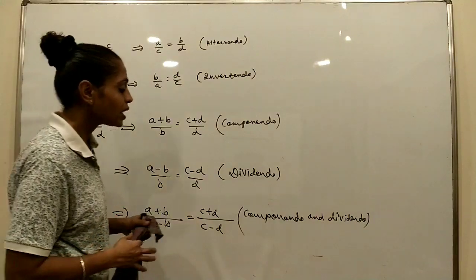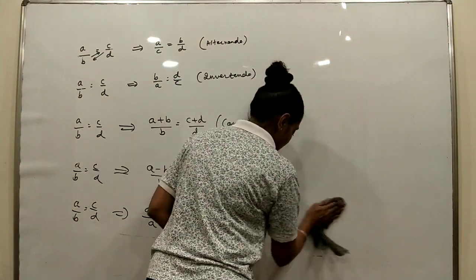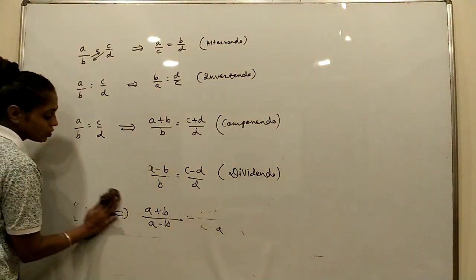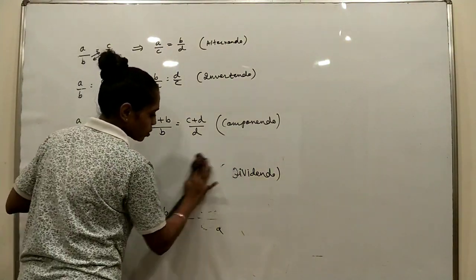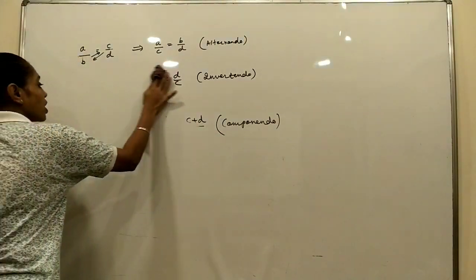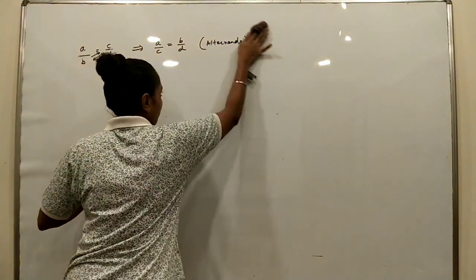Now the remaining exercise, 7C. Is it 7C? Uh, 7C is based on this property of ratio and proportion. Alternando, invertendo, componendo, dividendo and componendo dividendo together.